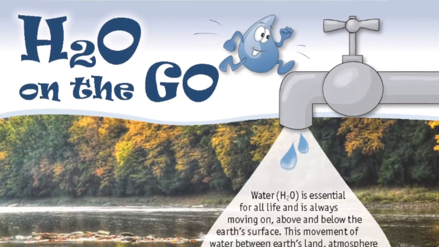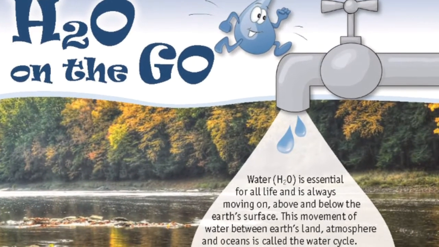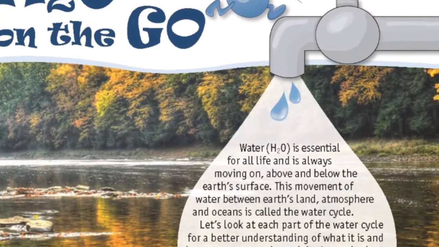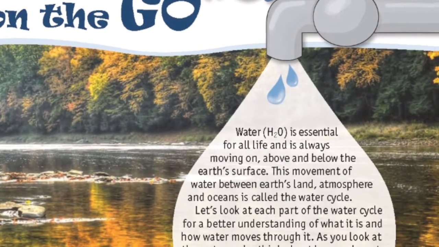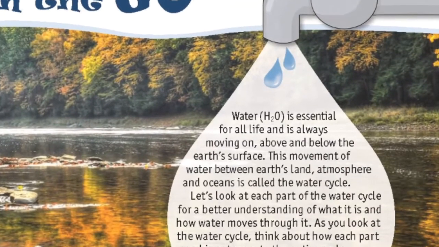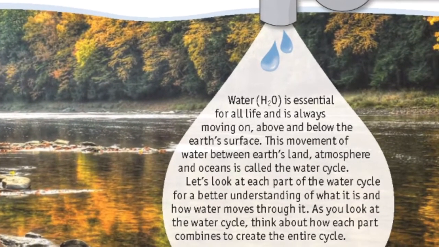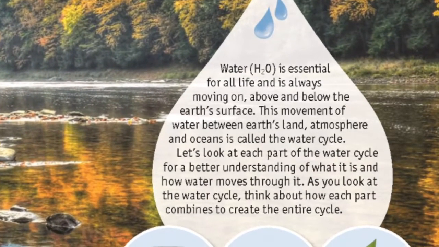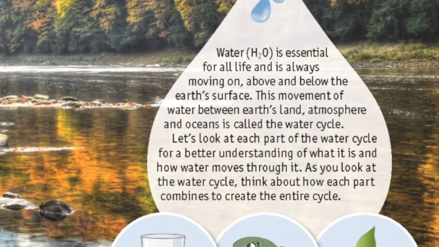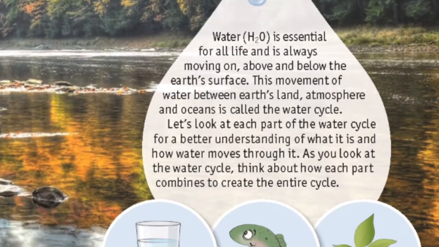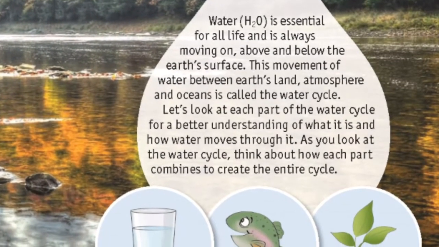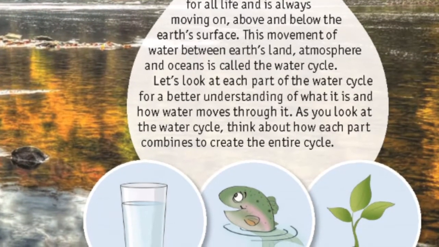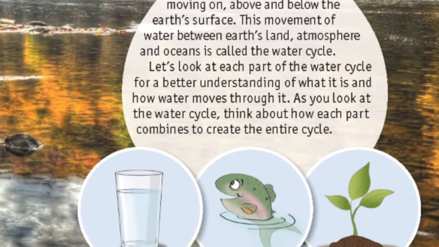H2O on the go. Water, H2O, is essential for all life and is always moving on, above and below the Earth's surface. This movement of water between Earth's land, atmosphere, and oceans is called the water cycle. Let's look at each part of the water cycle for a better understanding of what it is and how water moves through it. As you look at the water cycle, think about how each part combines to create the entire cycle.